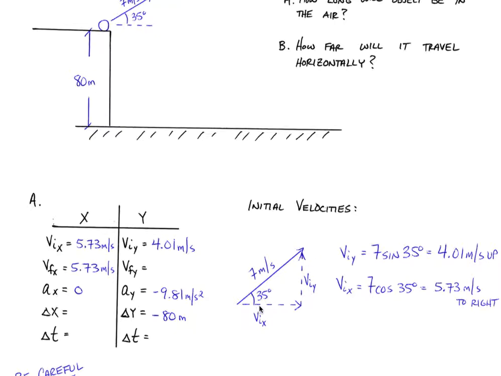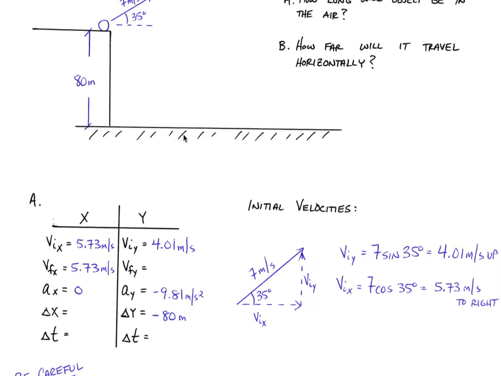And just using SOHCAHTOA and trigonometry, I haven't written out every step, I've just shown the final step. My initial y is going to be equal to 7 times the sine of 35, which gives me 4.01 meters per second up, which I've recorded over here. And my initial x velocity will be 7 cosine of 35, which equals 5.73 meters per second to the right, which I've written here and here. These are the same because there's no acceleration for a projectile on the x. My acceleration on the y, since we're on Earth, is always negative 9.81 meters per second squared.